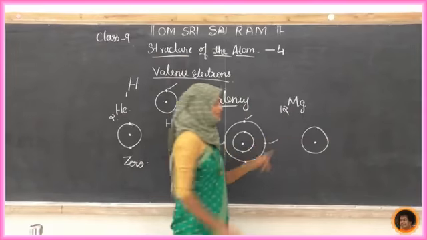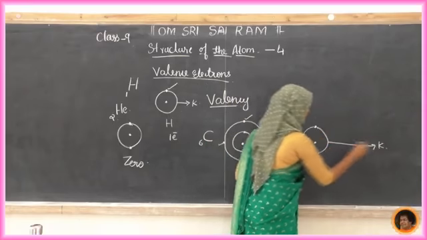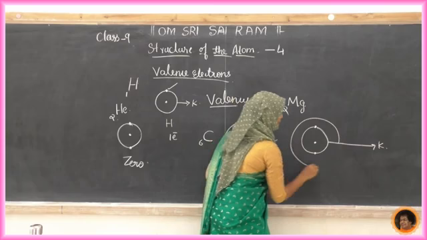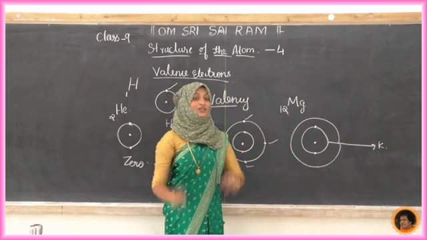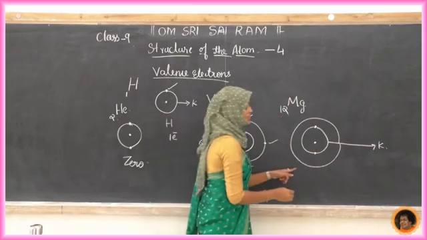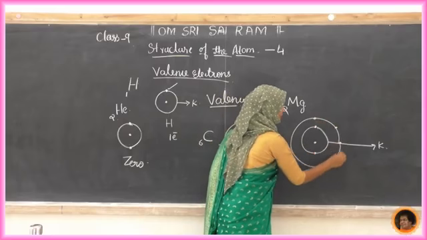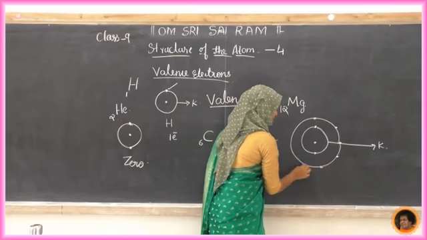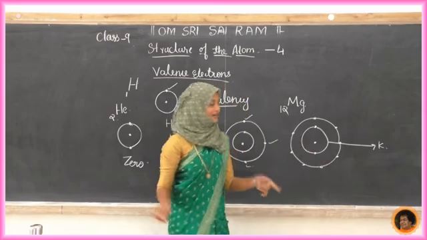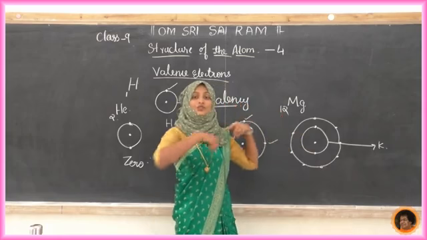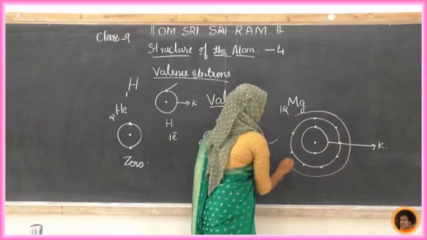Upon that, how many electrons in K? 2 electrons in the K shell. In the next shell, out of 12, 2 are removed, so 10 is there. So how can we write in the next shell? How much? 8. 1, 2, 3, 4, 5, 6, 7, 8. Now 8 plus 2 is 10. Now 2 more are remaining.